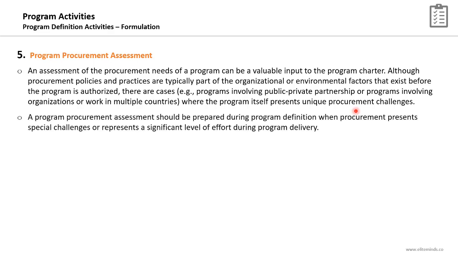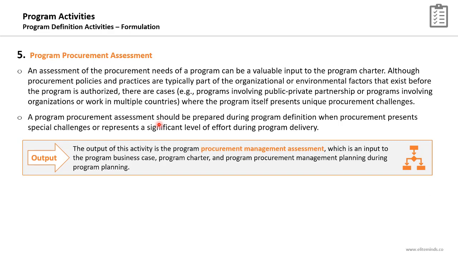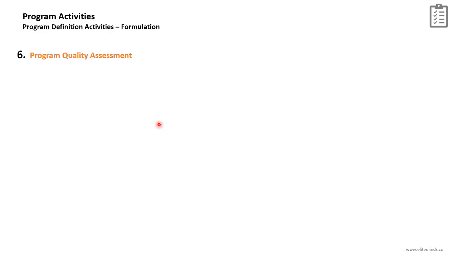A program procurement assessment should be prepared during program definition when procurement presents special challenges or represents a significant level of effort during program delivery. So we need to focus on this assessment in case there are a lot of procurements or a lot of contracts expected throughout the program delivery, and the outcome will be a procurement management assessment that will be an input to the program business case, program charter, and program procurement management planning during the planning subphase.